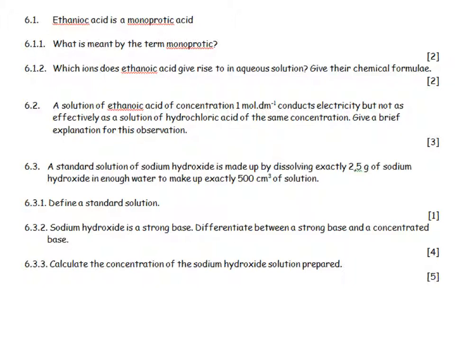Give their chemical formulae. So the first thing is that the minute we go into water, an acid will form the H3O+ ion, and what's left over is CH3COO-. In other words, ethanoic acid was 2 carbons, CH3COOH, and the H comes off and joins that ion.